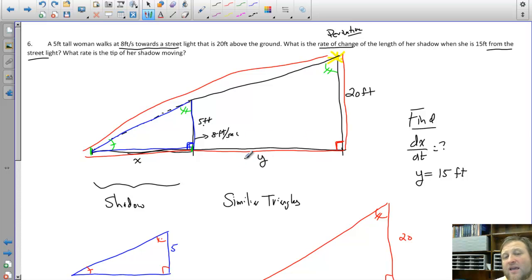Therefore, is y getting smaller or larger? Think about this to yourself. Yes, y is getting smaller. Therefore, dy over dt is actually a negative value. So dy over dt is equal to negative 8 feet per second. Because this length is changing, she's getting smaller and smaller. That is also changing her rate in a negative fashion. We also expect her shadow length to be negative as well.